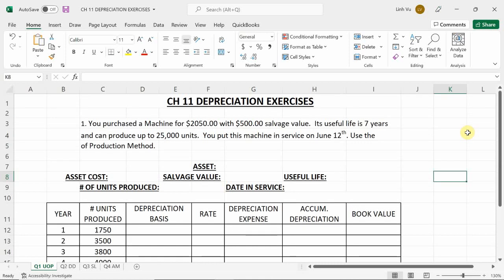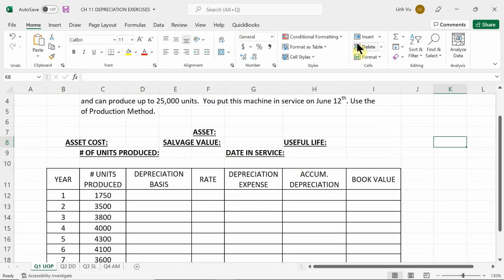Here we have that you purchased a machine for $2,050 with a $500 salvage value. Its useful life is 7 years, and it can produce up to 25,000 units. And of course, you purchased this and put it into service on June 12th. Okay, so let's use units of production.